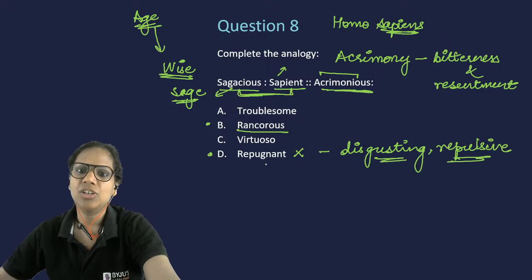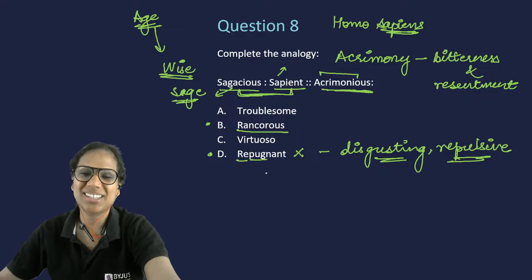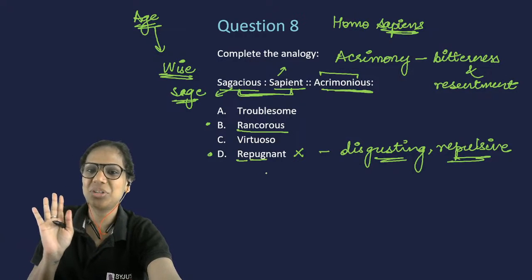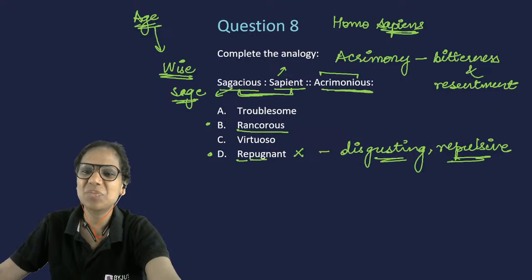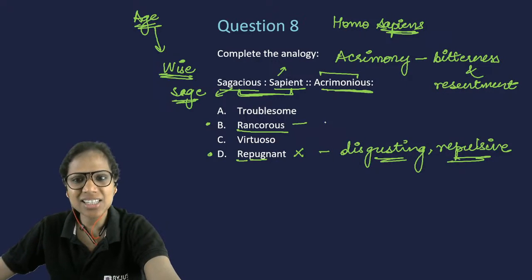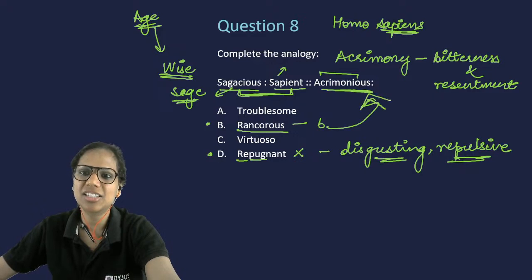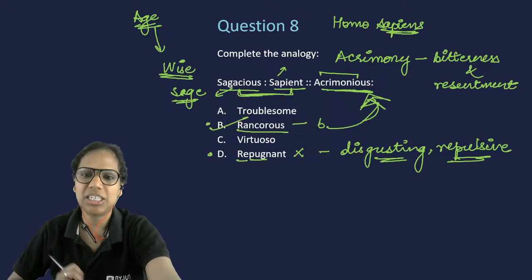Something that makes you want to strike back. That thing is repulsive, disgusting. Rancorous, again, rancor means bitterness and resentment. So it is associated with acrimonious. Synonym hai. That's why B.